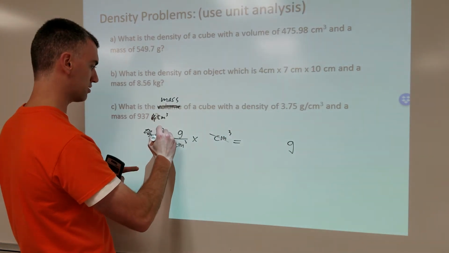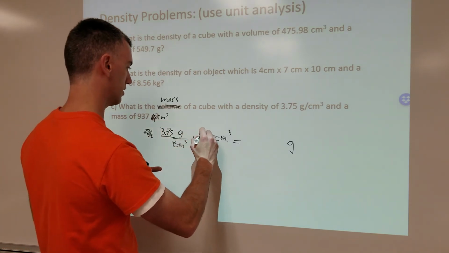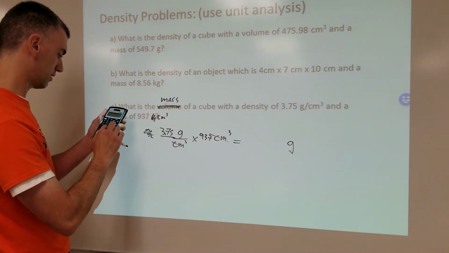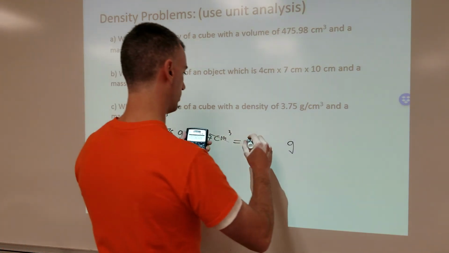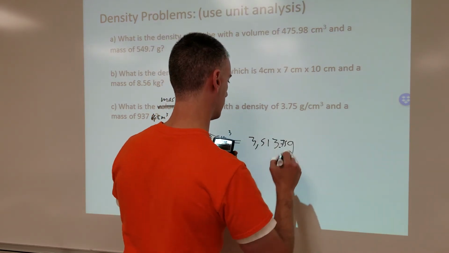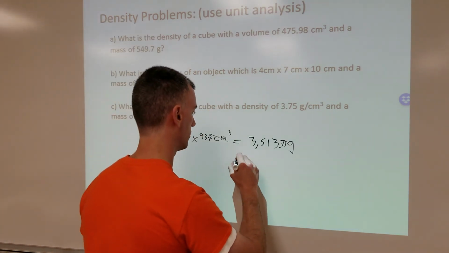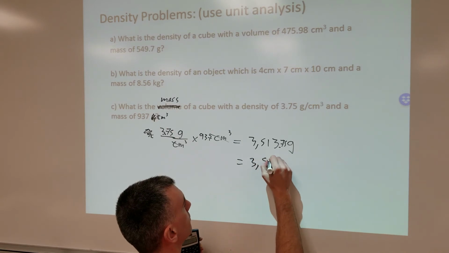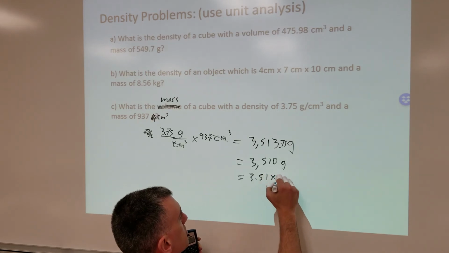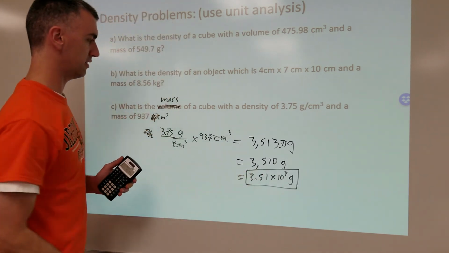So plug in the numbers. 3.75 grams per cubic centimeter times 937 cubic centimeters. So 3.75 times 937 equals 3,513.75 grams. 3 sig figs, 3,510 grams, or 3.51 times 10 to the third grams. 3 sig figs.